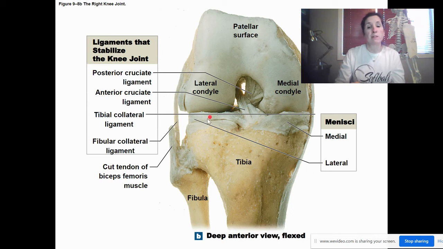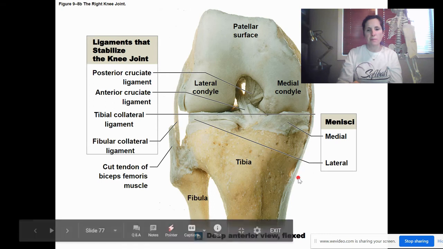And then I want to point out these meniscus right here. The meniscus are these cartilage pads that cushion between the condyles of the femur and the tibia. And then you can see, here's your fibular collateral ligament. And over here is going to be the tibial collateral ligament.